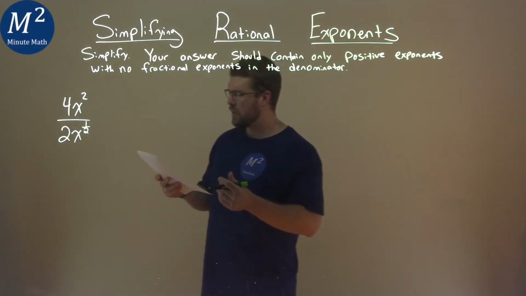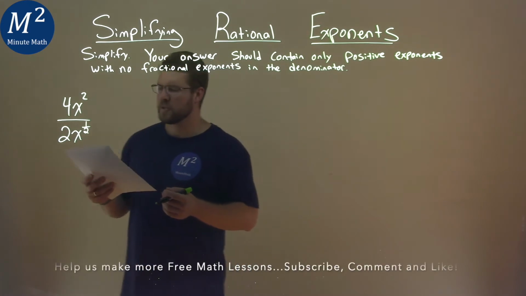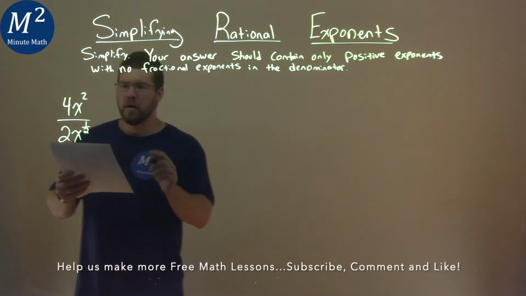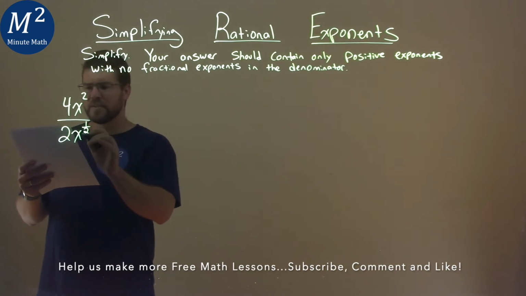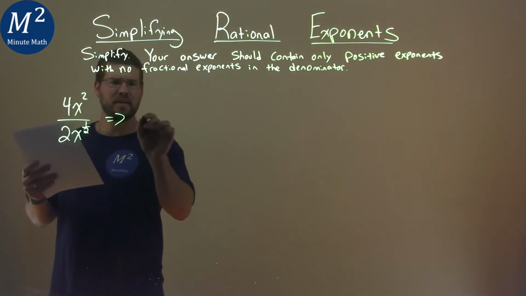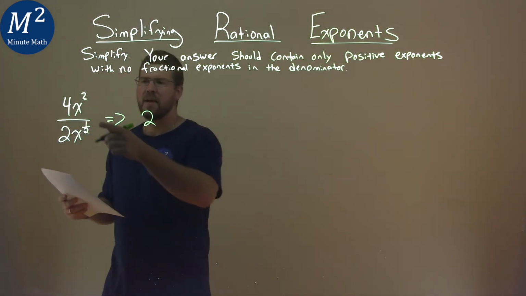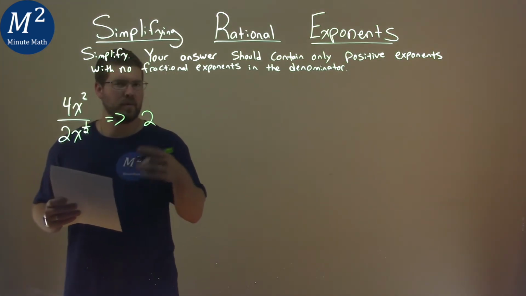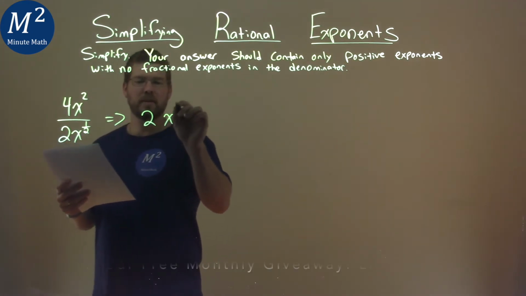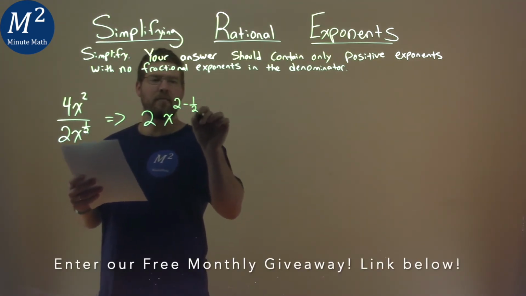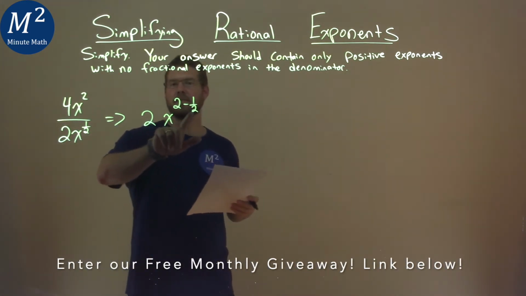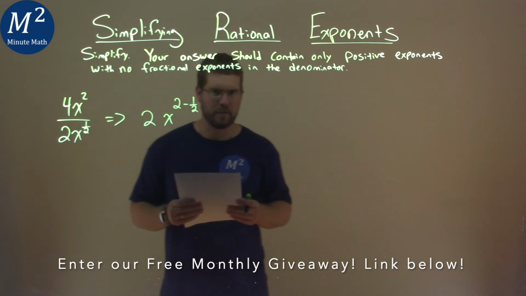We're given this problem right here, 4x squared over 2x to the 1/2 power, and we've got to simplify. Well, 4 divided by 2, that's pretty easy, right? That's just a 2. So we can leave that here, there's a 2 there. And then we have exponents of the same base. We subtract the exponents, right? So we have x to the 2 minus 1/2 power. Not too bad. 4/2 becomes a 2, and we have x to the 2 minus 1/2 power.